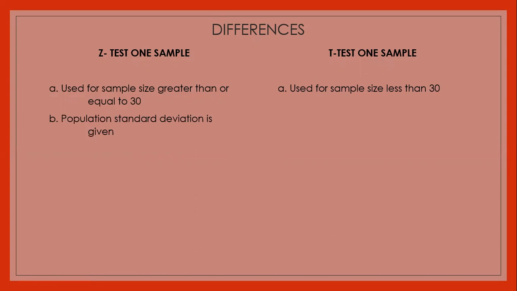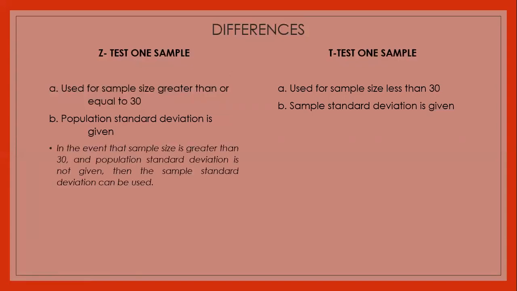Another usage ng z-test one sample, if your population standard deviation is given. So that means sa t-test one sample, hindi given ang population standard deviation. Instead, ang given is the sample standard deviation.